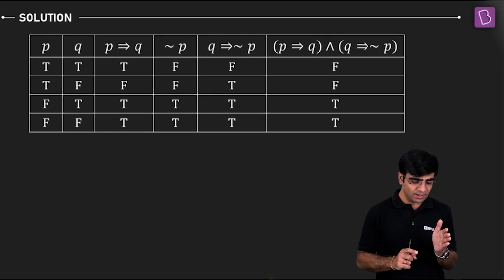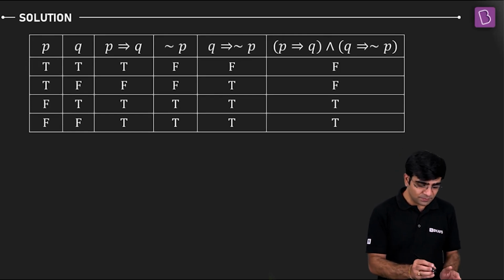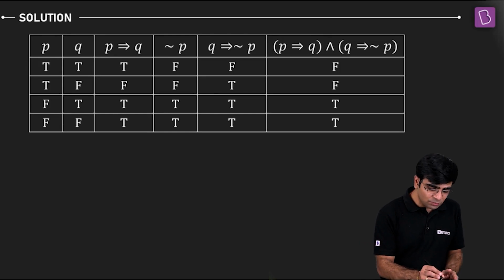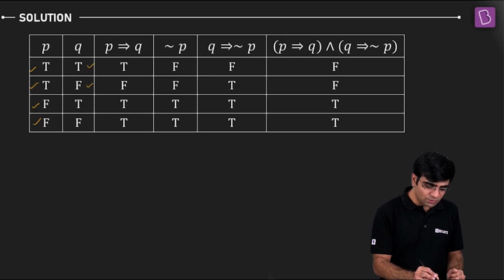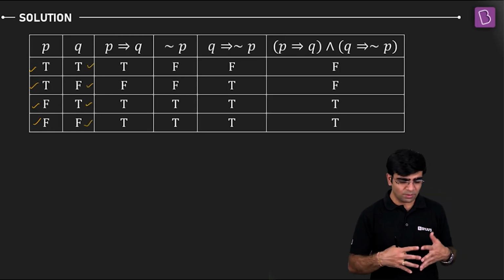I'll get you there, but you have to listen on the left hand side. So for P, we have taken the options as true, true, false, false. Then for Q, I've taken the observation as true, false, so that we can have different possibilities.